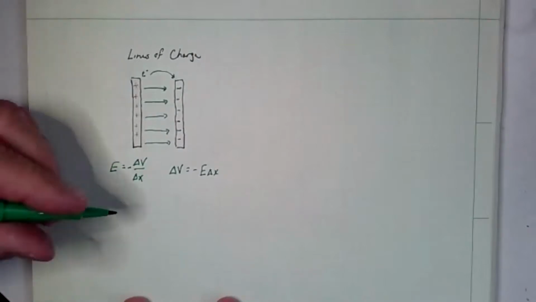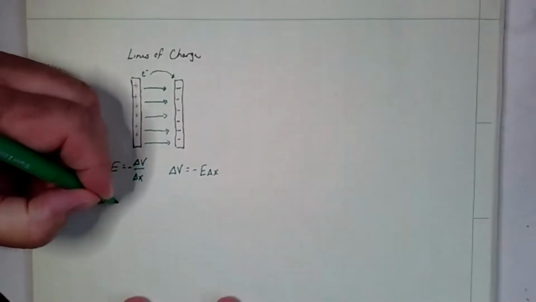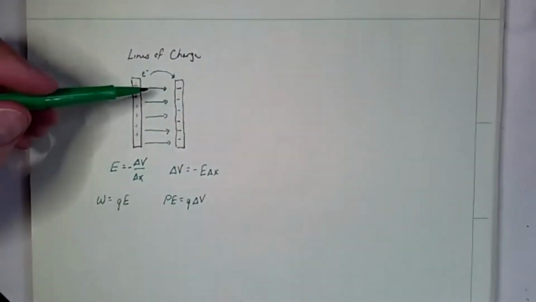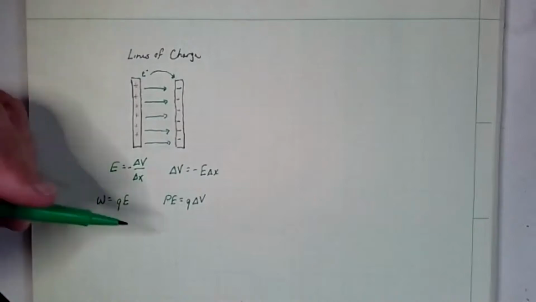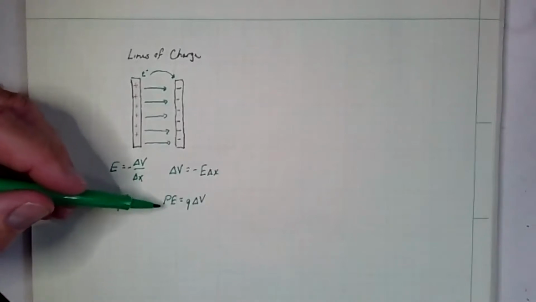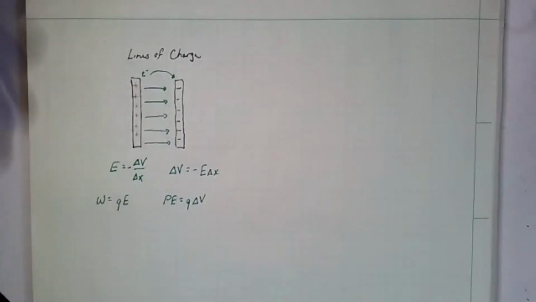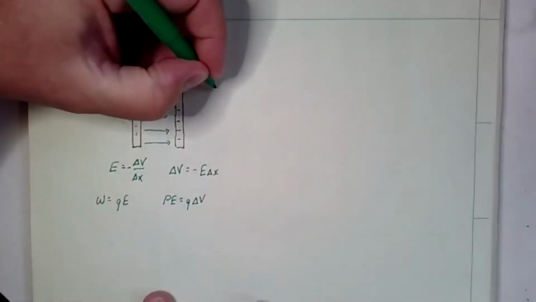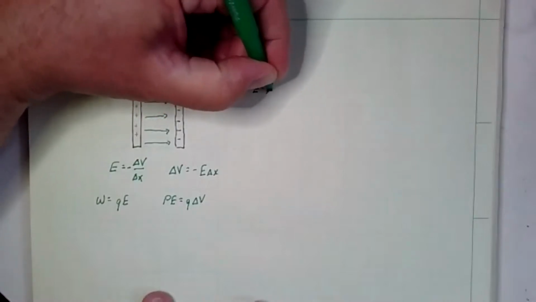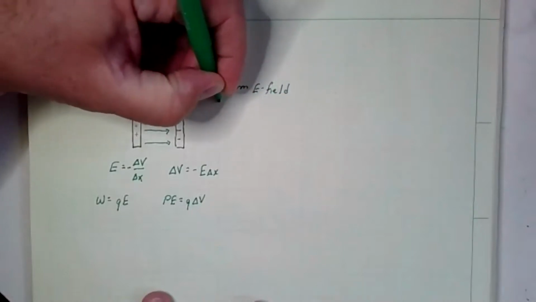And if we wanted to find the work done, well, work is just equal to Q times E, and the potential energy is equal to Q times delta V. This would be the change of potential. So if I allowed charges to migrate from one side to the other, they would theoretically gain potential energy. And this is an extremely common way of accelerating particles. So to summarize, the uniform electric field between plates.